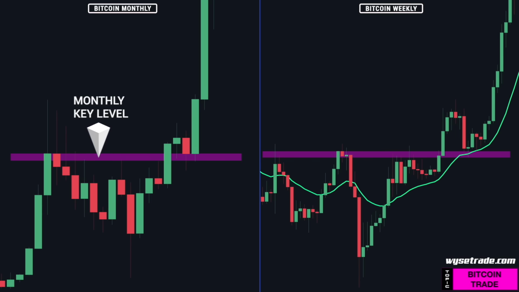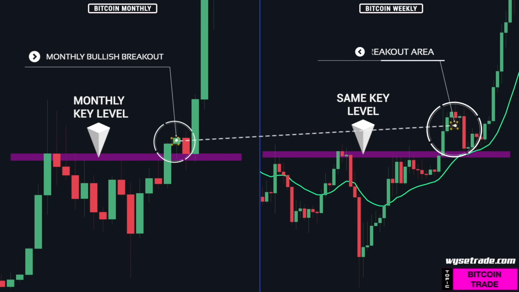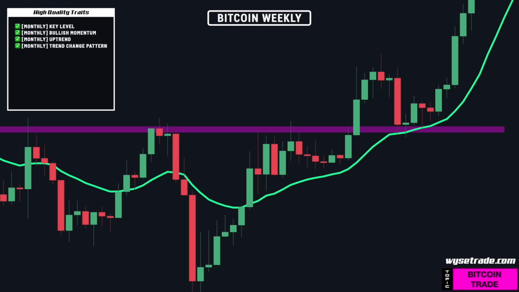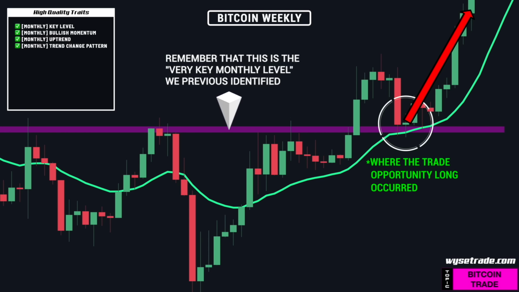This was the monthly key level, and this is the same key level but on the weekly time frame. Here was where the breakout occurred on the monthly. Here is the same breakout area on the weekly. So let's go through the high quality traits on the weekly time frame, full screen. This is where the trade opportunity long occurred, which was at the key monthly level and now also the key weekly level. Again, things you find on the higher time frames hold more weight.